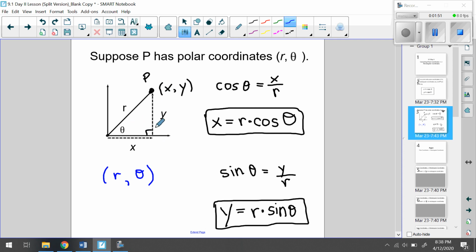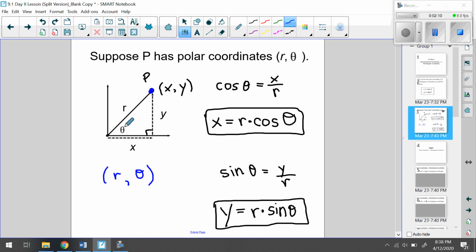We can express it over x and up y, or we can express it as the angle is theta, that's the direction, and then r is how far you go. That's how many units we travel in that direction to get to point P. Okay, so just 2 ways of describing the exact same point. And so why do these 2 equations work?